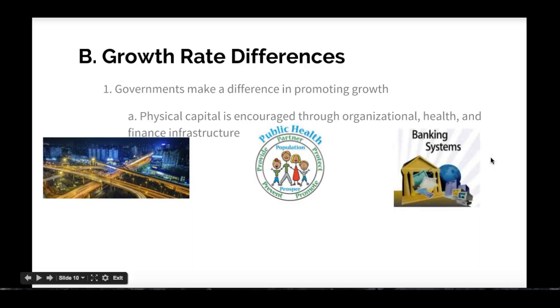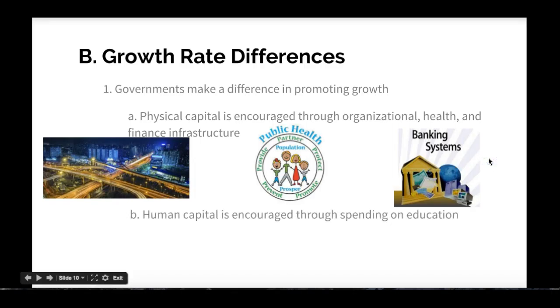And then lastly, finance infrastructure, a banking system. A healthy banking system has banks that can make loans to people, but they're not making crazy amounts of loans to people who are not going to pay it back. They make loans that make sense, and they charge a fair interest rate, so businesses can get the money they need to create more physical capital. So all three of these are things that the government can do to make sure that we have growth in physical capital.